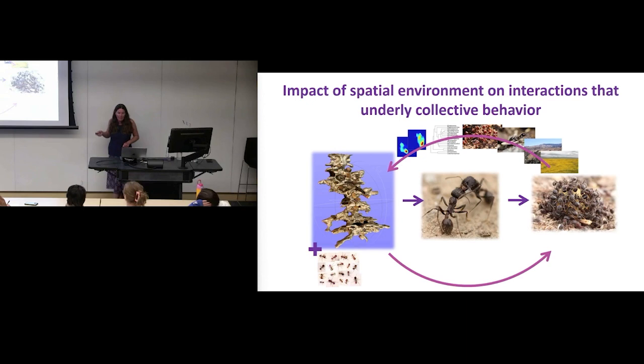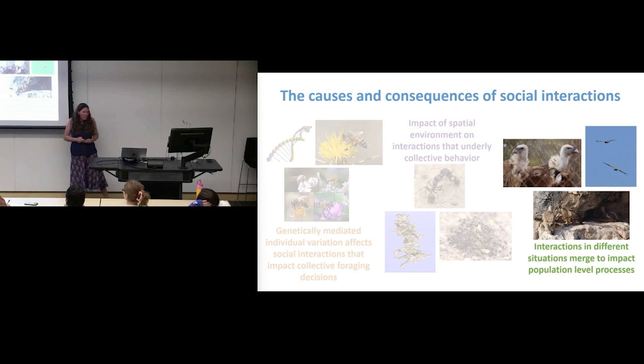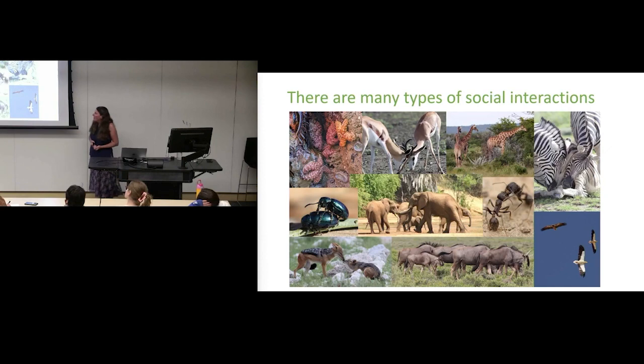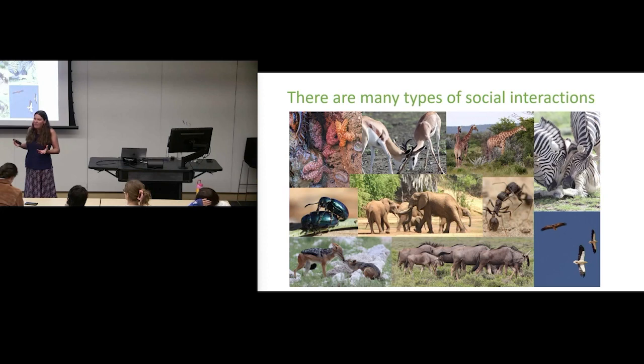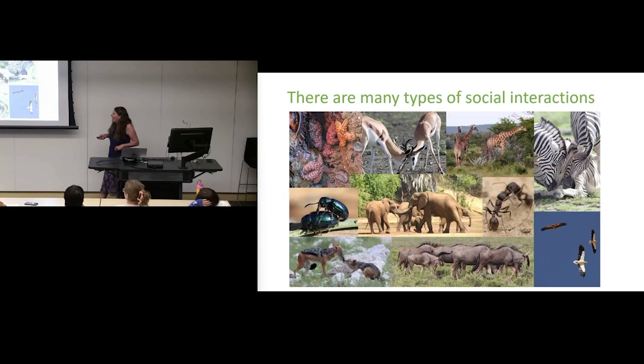Okay, last story. So interactions happen in different situations. On my second slide, I showed you many, many types of interactions. So animals interact in many different situations. Could be a mating situation, it could be parental care, it could be other social interactions, it could be aggression, it could be affiliative interactions. And so one of the things that we started looking at is how do interactions in these different social situations combine together to result in collective outcomes or in social outcomes.